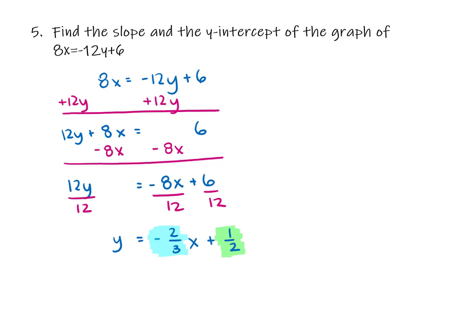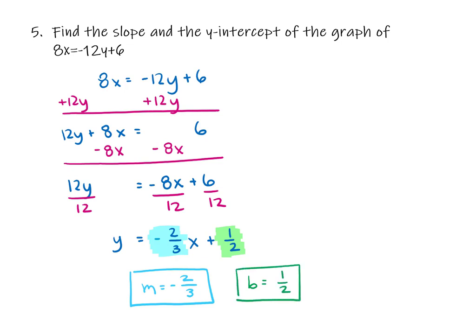The coefficient of the x is our slope, so we'd say m is equal to negative 2/3. Don't be tempted to say negative 2/3 x, it's just the coefficient portion, so it's just the negative 2/3. And then our y-intercept is 1/2. And there we go. We've answered the questions that they've asked us to do by rewriting this in slope-intercept form.